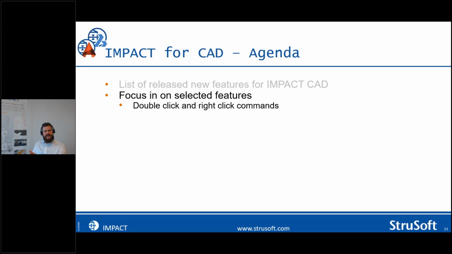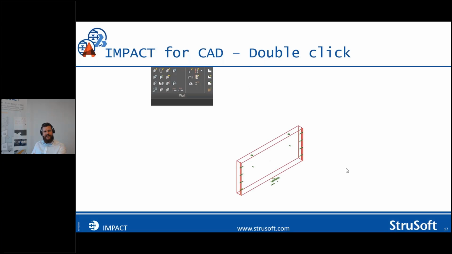So first of all, before jumping into double click and right click, I will jump into this animation here of what is the alternative, or what did we do before we could double click? What did we do before we could right click? So in this case here, I have an element, and in Impact, of course, it doesn't really matter which element it is. If we want to edit something in an element, is it a wall, is it a slab, is it a double wall, is it a form slab, column beam, linked element, and so on.